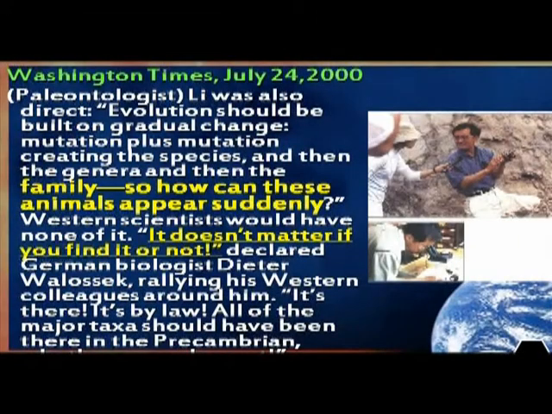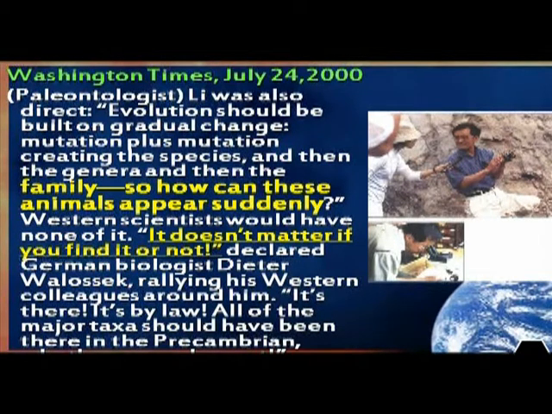Paleontologist Li was also direct, and I'm just taking some quotes out of this article. Evolution should be built on gradual change. Mutation plus mutation, creating the species and then the genera and then the family. So how can these animals suddenly appear? Great question. That's the right question to be asking. How can that happen? Western scientists, that's American scientists, European scientists, would have none of it.